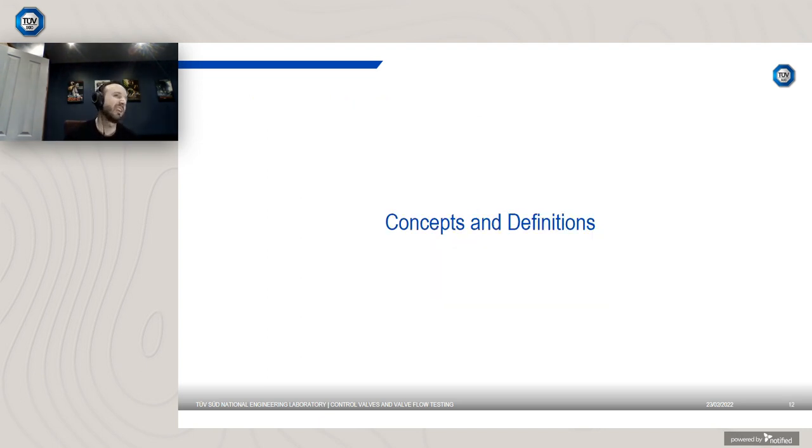So that was just a brief overview or introduction to control valves. I'm now going to talk about some key technical concepts and definitions. These are important not only for general operation of control valves, but they tie in obviously with flow testing of control valves. So they're quite important in that aspect as well.